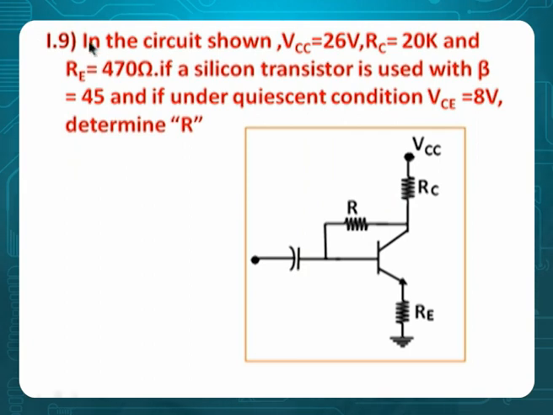Now let me take you to the 9th problem. In the circuit shown in the figure, VCC is 26, RC is 20 kilo, RE is 470. If a silicon transistor is used with beta 45 and if under quiescent conditions VC is 8 volts, calculate R. We need to calculate this. And please understand here, this is IC, this is IB, therefore current in this element will be IC plus IB.